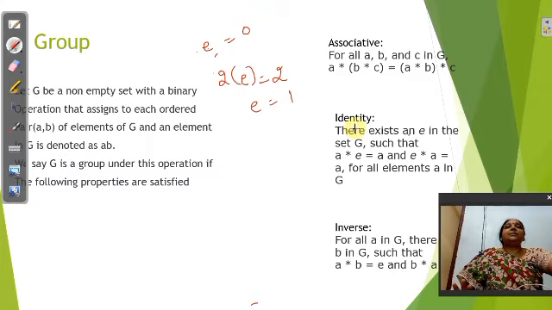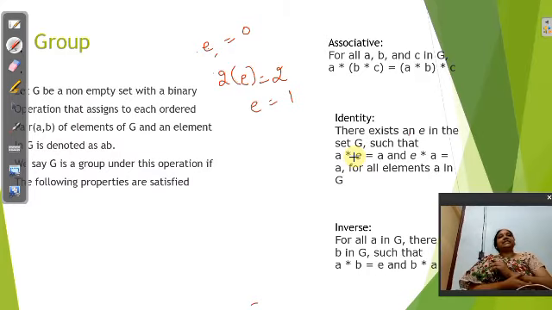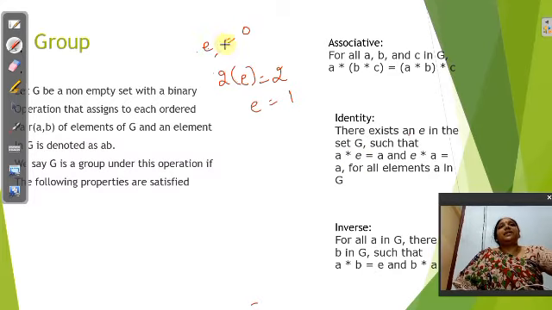What is the identity property? If for all A belongs to G, there exists E belongs to G, then A star E is equal to E star A is equal to A, then E is the identity element. What is the identity element? E is the identity element, and we know that with respect to addition, 0 is the identity element, and with respect to multiplication, 1 is the identity element.